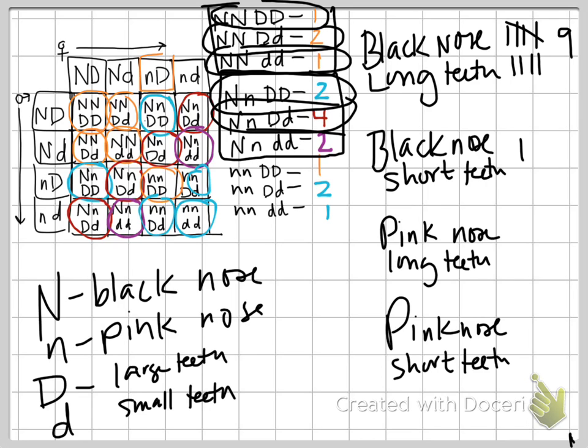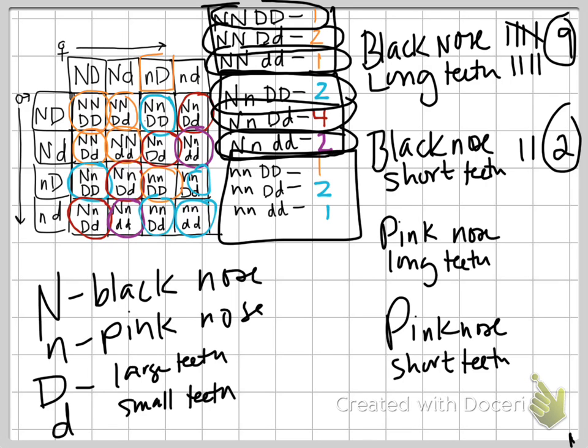Okay, and then these black nose, short teeth. Total of 2. So we know that all of these are pink noses. How many have a pink nose and long teeth? 3. And I'm going to change this to pink to correspond there. So these guys are all pink noses, and these 3 all have long teeth.